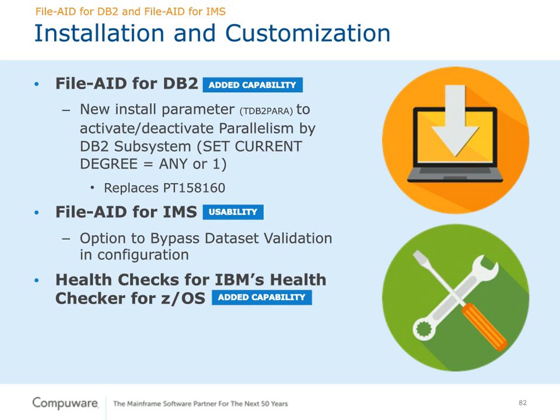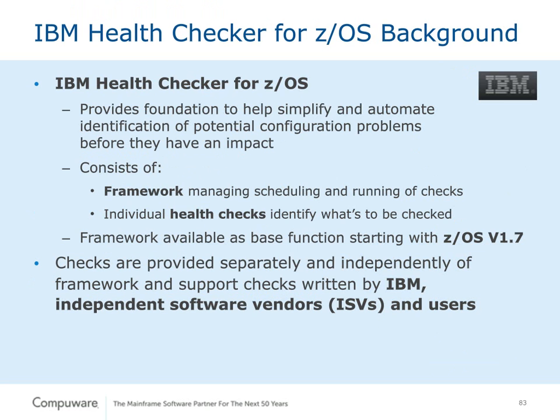1603 also added health checks for IBM's Health Checker for z/OS utility. Before we look at the checks we've added, let me spend a moment introducing IBM's Health Checker for z/OS for those who may not be familiar with it. The Health Checker for z/OS has been available as a base function starting with z/OS version 1.7, and it provides a framework to help simplify and automate the identification of potential configuration problems before they have an impact.